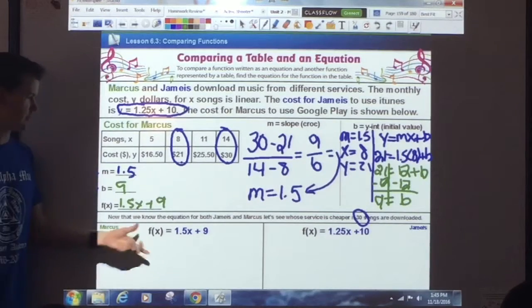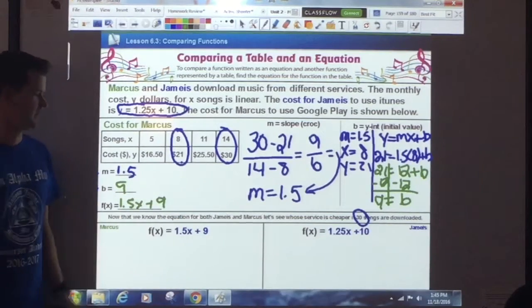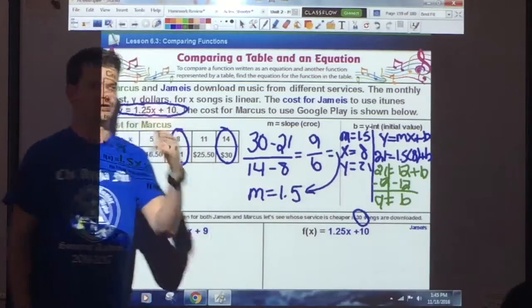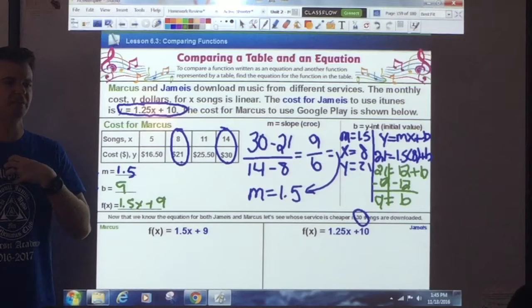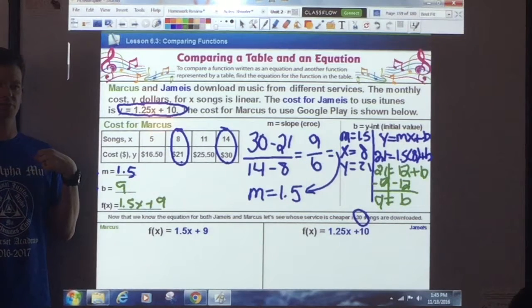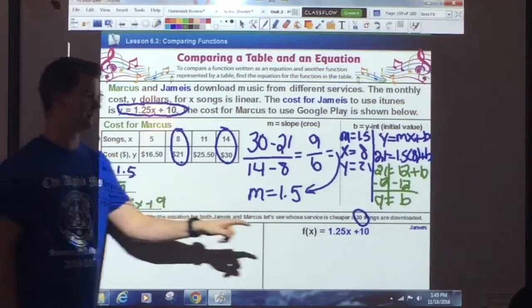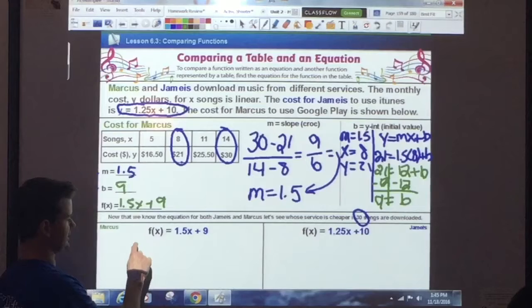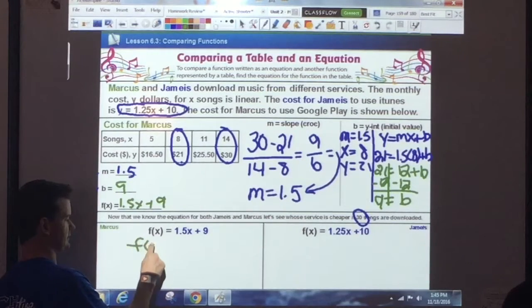So I have the function for Marcus. I have the function for Jamie's. It wants me now to evaluate it to see whose service is cheaper for 30 songs. To make sure I know what I'm plugging in for, I go to the table. Songs, is that an X value or a Y value? It's an X value, so that means I'm going to be plugging in 30 for the X here and for the X here. So we plug that in, and it's going to be f of X is equal to 1.5.